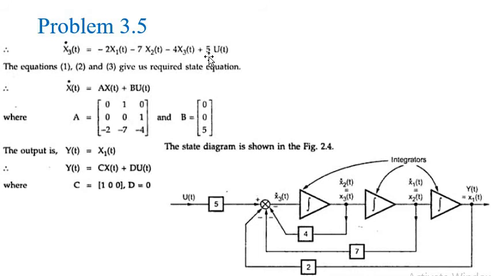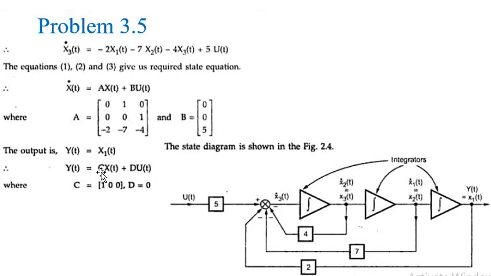Then the last term was plus 5 u of t. U of t is the input of the system. It will be multiplied by 5 and it will be taken as positive. So now the output of this summer block will be x3 dot of t. You can verify it as x3 dot of t will be equal to 5 u of t minus 2 x1 of t minus 7 x2 of t minus 4 x3 of t, which is the equation that we have written here.